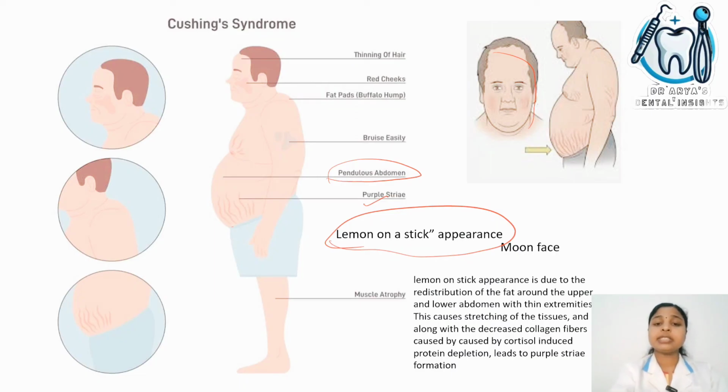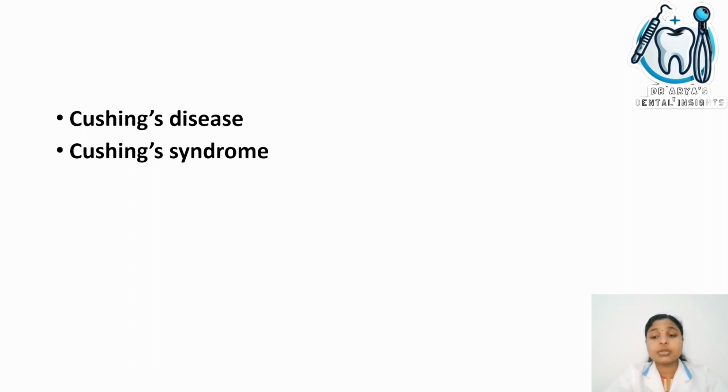So main features are truncal obesity or pendulous abdomen, purple striae, then buffalo hump, lemon on stick appearance, and moon face, and also thin extremities. So these are the features of Cushing syndrome. So what is Cushing's disease and Cushing syndrome? Is there any difference between these two?